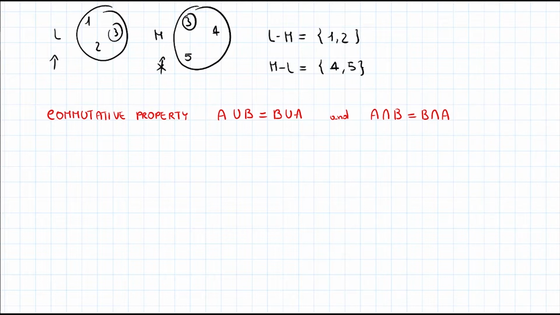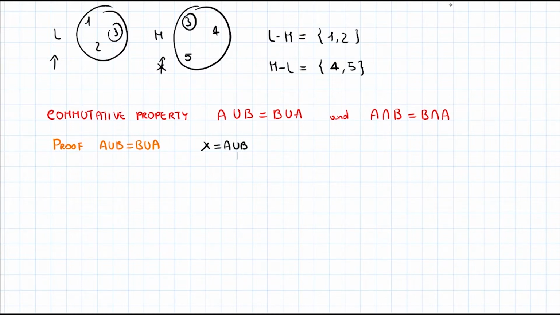A union B is equal to B union A, and A intersection B is equal to B intersection A. So it means that the order does not matter. So let's prove this property. The first proof is that A union B is equal to B union A.